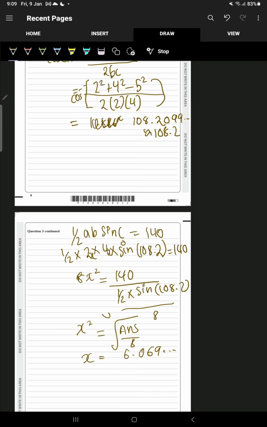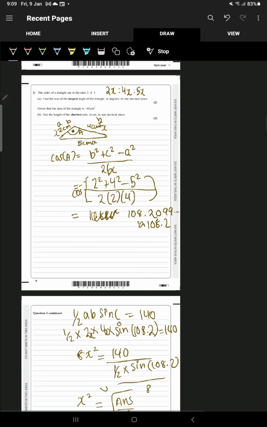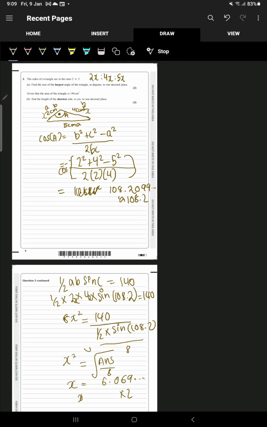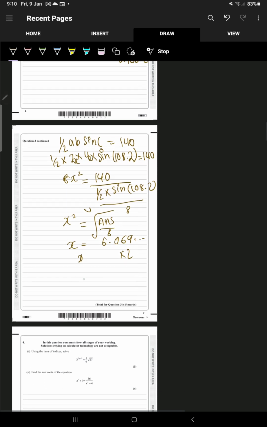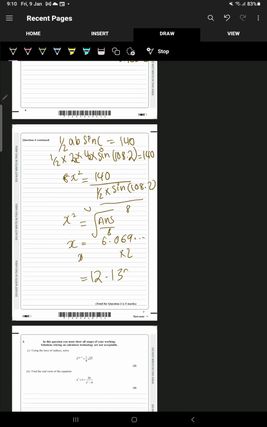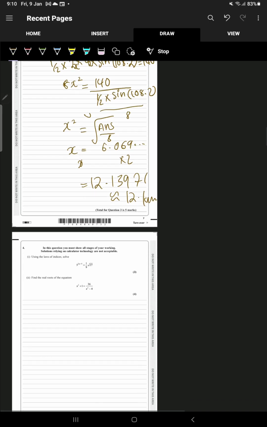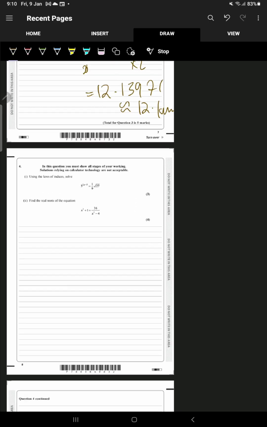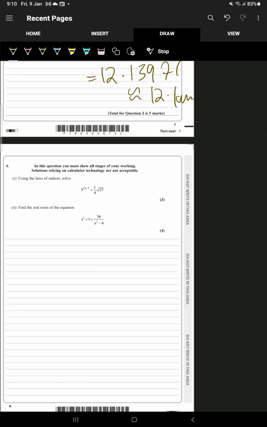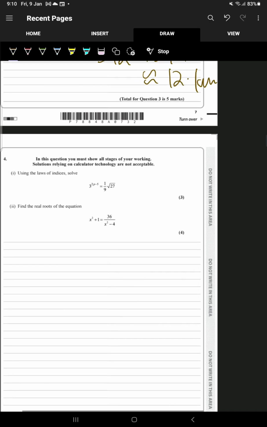Now again you need to times this by the shortest side factor, that is going to be times by 2, which is going to give us 12.13971, which is roughly equal to 12.1 centimeters. All right, now here, use the laws of indices and solve this equation over here.